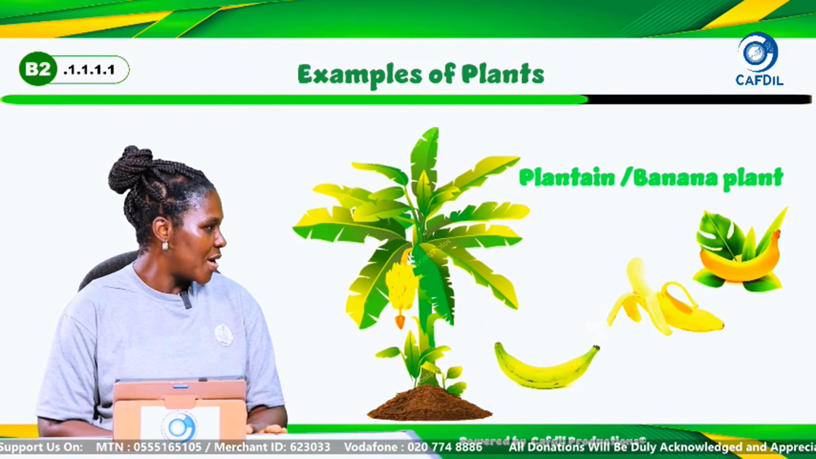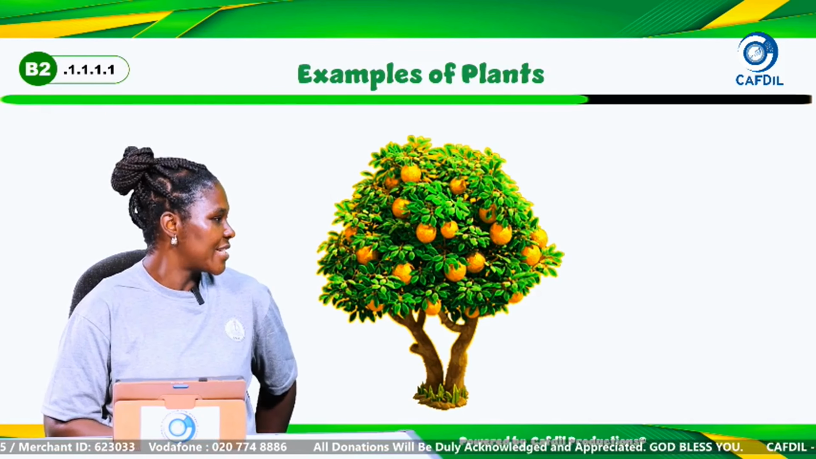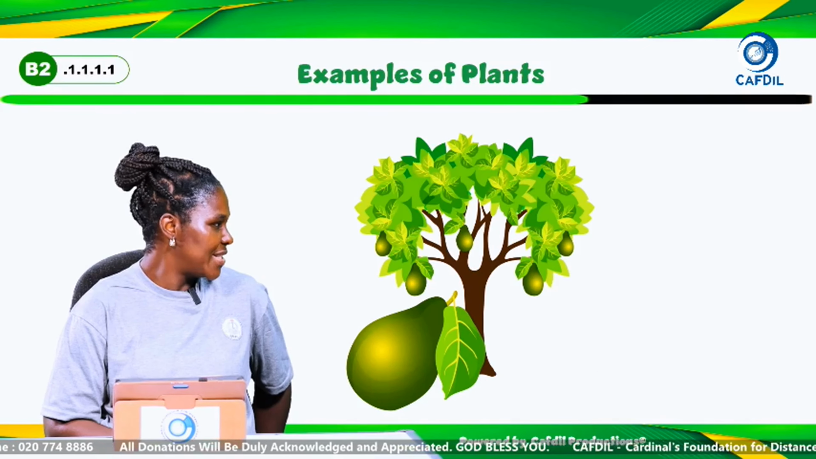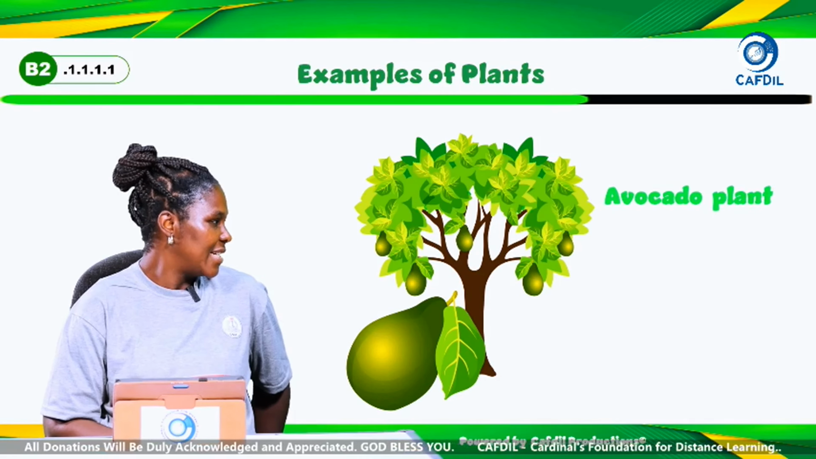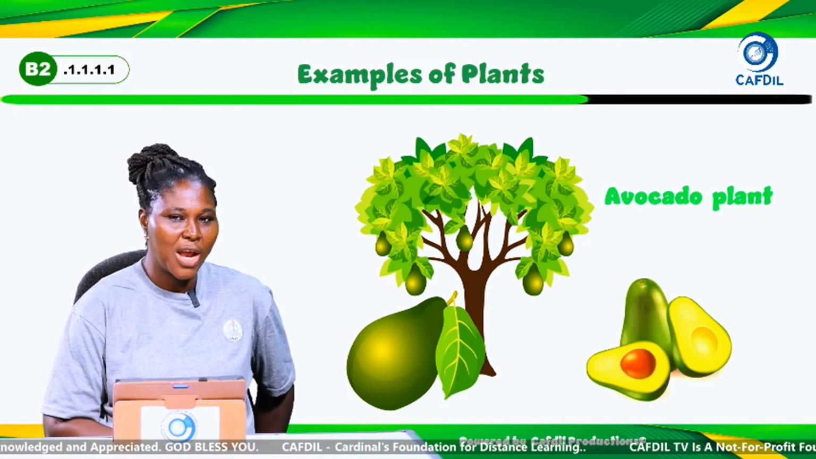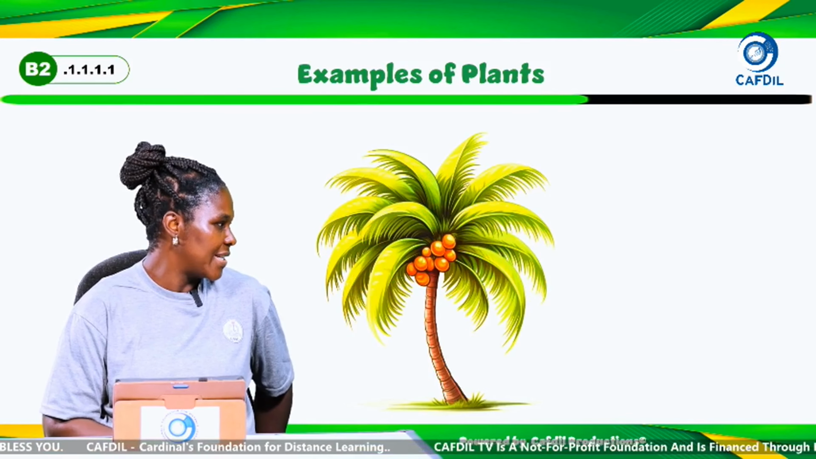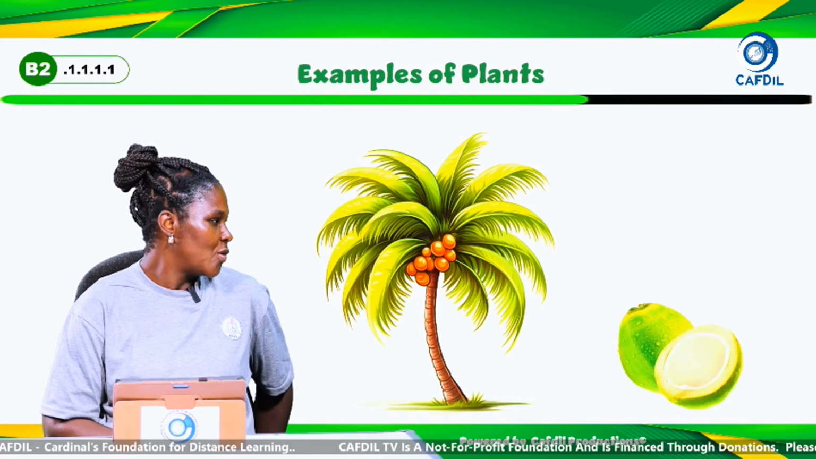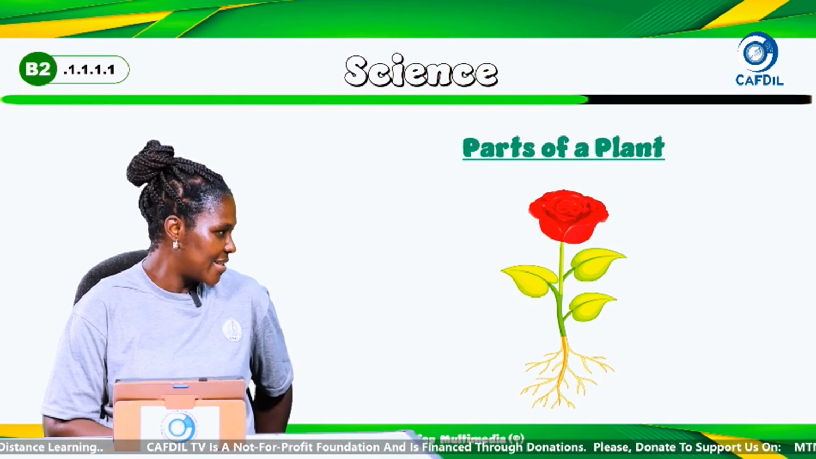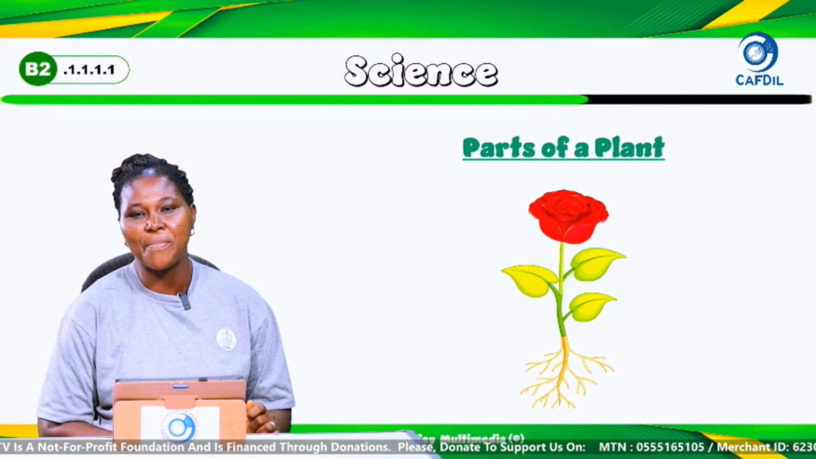So the next one, we have orange plants. So these are examples of plants. Avocado plants. So we are looking at examples of plants. This one is coconut plant. Coconut plants. So now we are coming to look at parts of a plant.